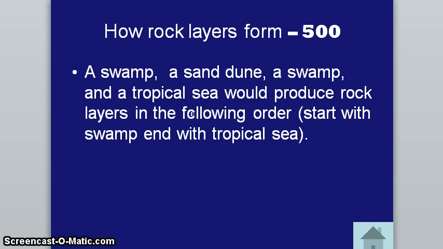Okay. If we have a swamp, a sand dune, a swamp, and a tropical sea, that would produce what rock layers, starting with the swamp? Well, the swamps and wetland type areas are going to produce shale. Sand dunes would produce sandstone. Tropical seas would produce limestone. And a swamp. So it would go shale, sandstone, shale, limestone.